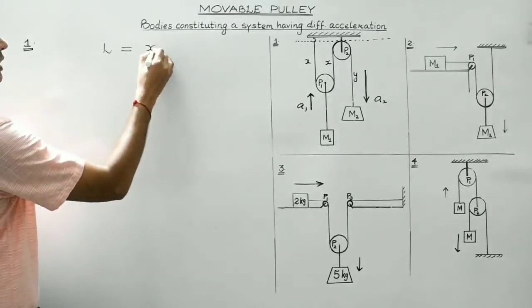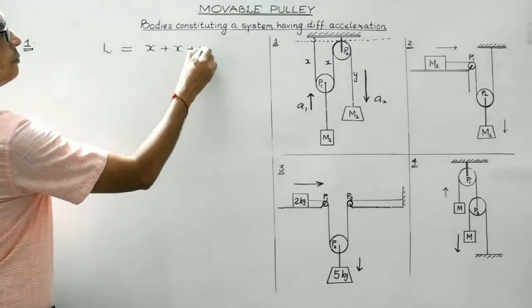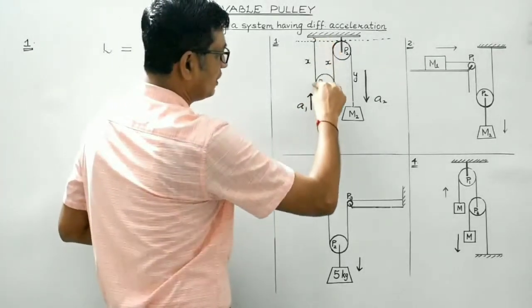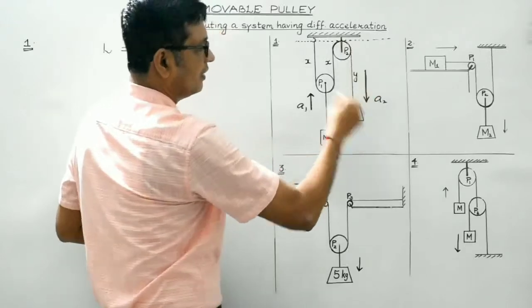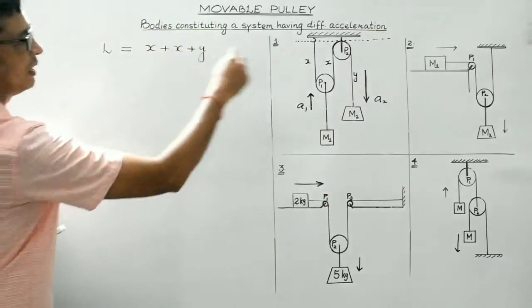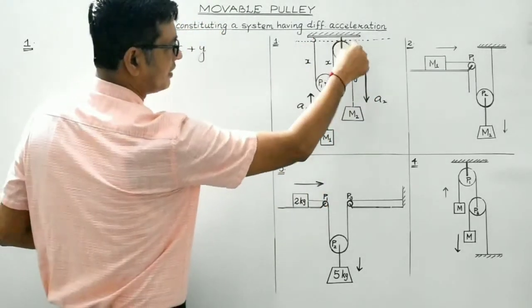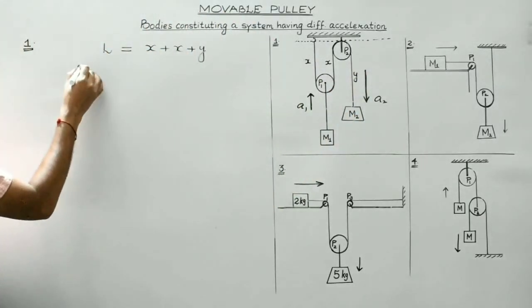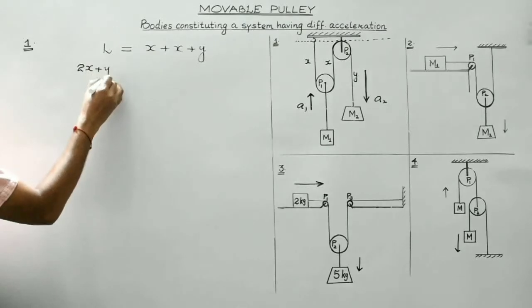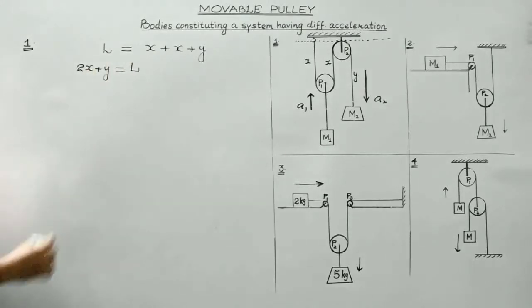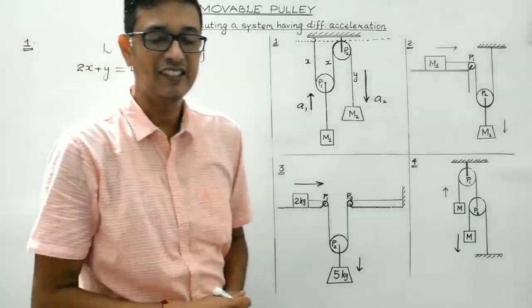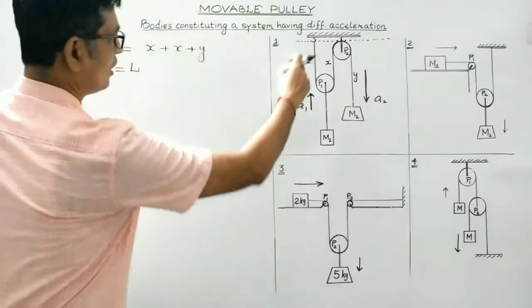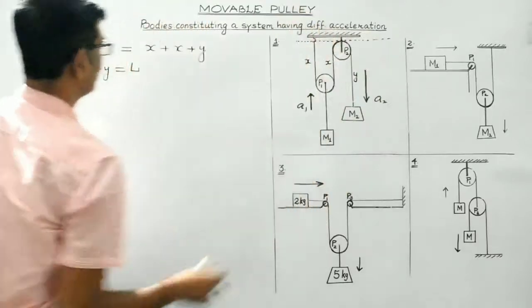Therefore, L would be equal to X plus Y. Am I clear, students? Suppose the length of this string is L. So accordingly, L would be equal to X plus Y. Clear? So what we get is 2X plus Y is equal to L. L is constant. It is the case of an inextensible and massless string. So the total length of the string will remain constant.